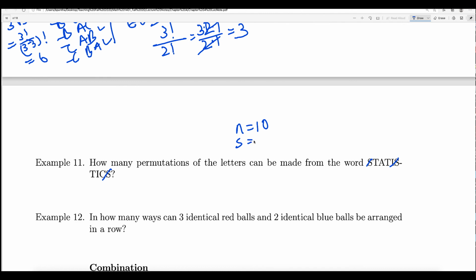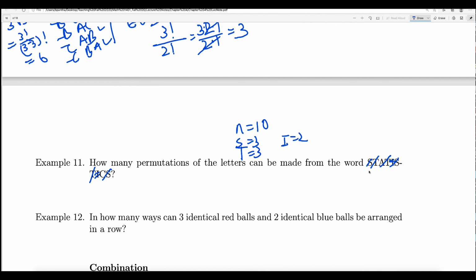And is there anything else repeated? T is also repeated. So t is also repeated 3 times. Is there anything else repeated? I is repeated, right? So I is repeated 2 times. These are the only repeated letters, the others are not repeated.